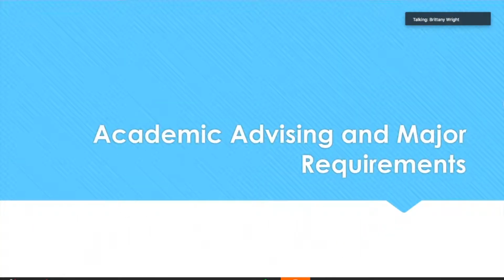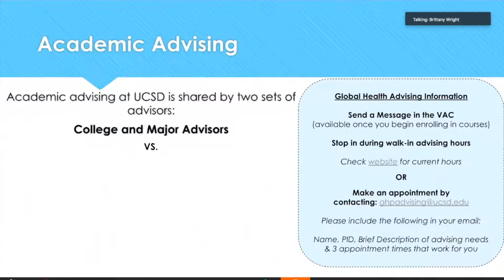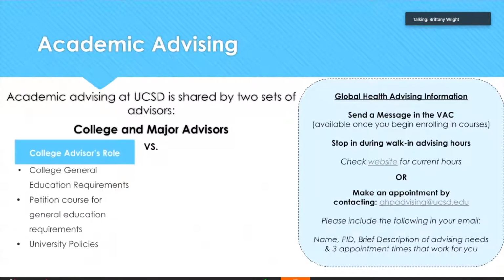Academic advising and major requirements. So at UC San Diego, there's 2 sets of academic advisors that you're going to be meeting with. You're going to meet with your college advisors. They're going to help you with your GE planning. They're going to help you with any petitions related to your GE or university requirements. And they're also going to be the ones that you'll go to for university policies. So if you're having issues with transcripts or you have a general question about your education, then you're going to go to your college advisor.